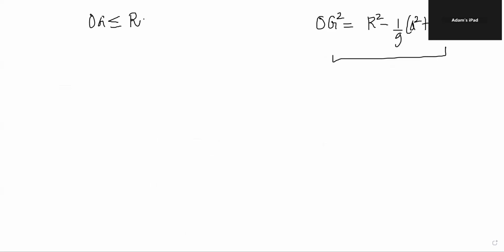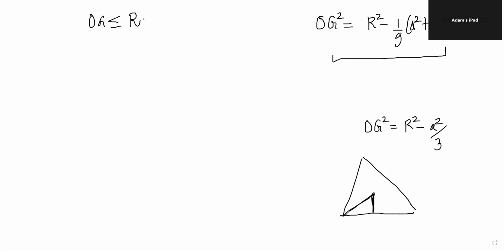So for an equilateral triangle, what is the relation between OG and R? Let's think about it. If the triangle was equilateral, we would have OG square is equal to R square minus A square by 3. And in an equilateral triangle, the centroid and the median, all of them are the same points. So this is the R. So this is A by 2. This is 30.